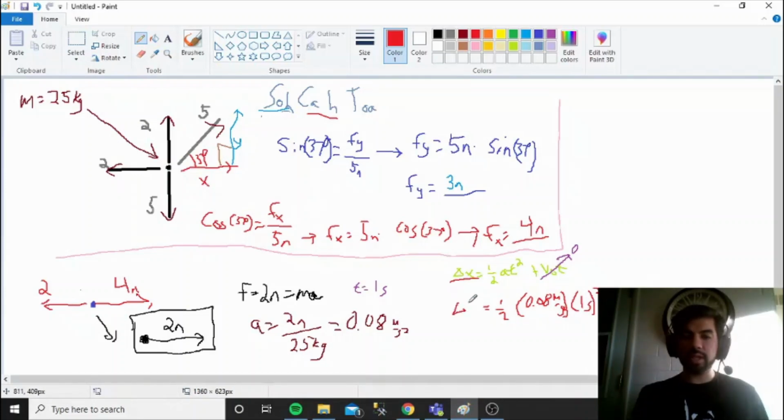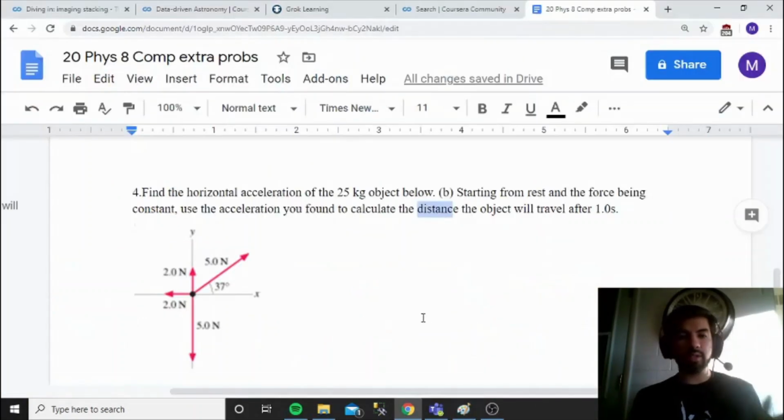So my delta x is going to equal 1 squared, which is 1, 1/2 stays the same. Okay, so this should be 0.04 meters. Oh, can't control. Oh yeah, I can just do that. Look, done, done, done. So that is my displacement after 1 second if it's going in that direction.